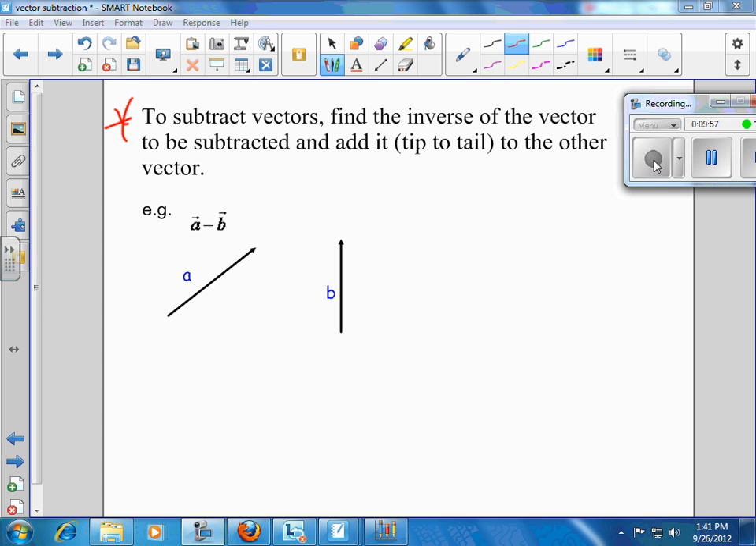So here we've got vector A. We're going to subtract vector B, right? A is up and to the right. B appears to be straight up, right? Okay, so the first step is to figure out which one we need to flip. And the one that we're going to flip is B. Why B? Because that's the one we're subtracting, right?